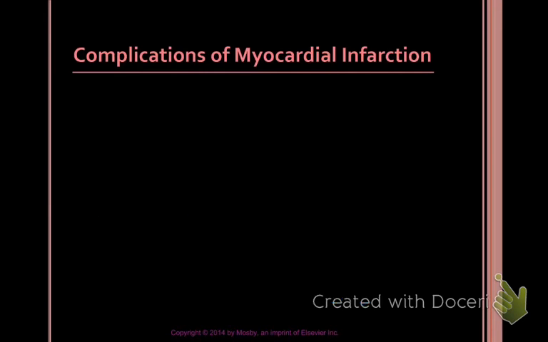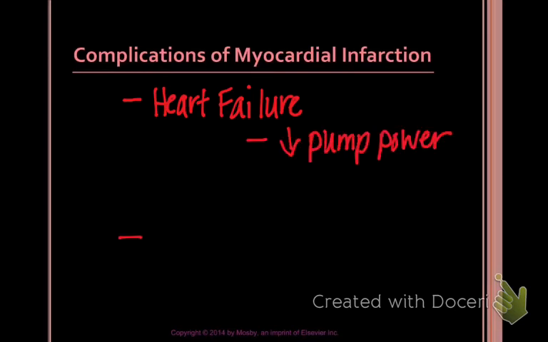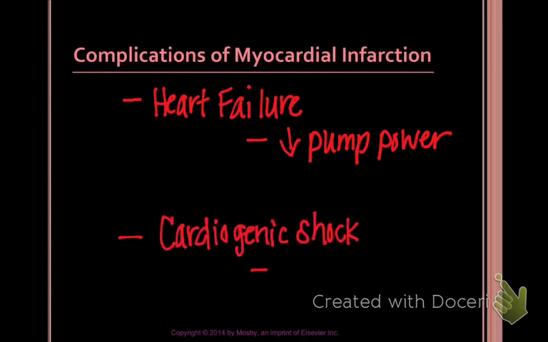Another complication after an MI is heart failure. We know this, right? And we're going to talk more about it. But heart failure is basically decrease in pump power. And then you've got your cardiogenic shock, which is also a complication of myocardial infarction. And that is a pump problem. We're going to talk more about cardiogenic shock in test 3 lecture material. But cardiogenic shock is definitely a complication of MI.